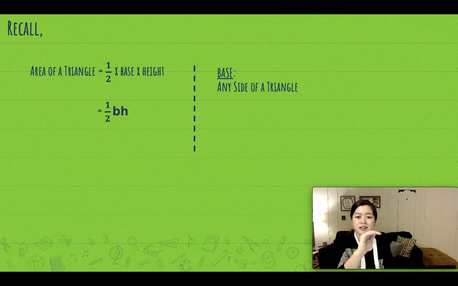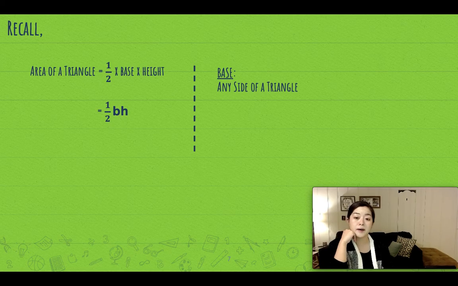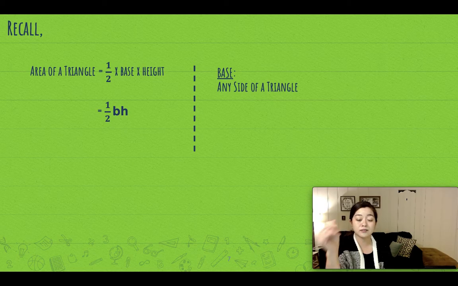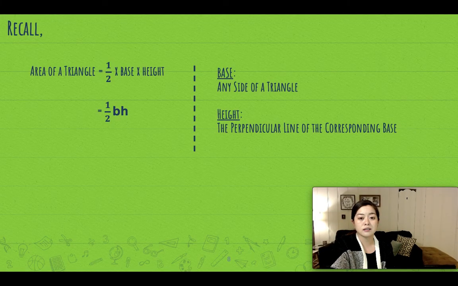Now the base has to be any one side of a triangle, okay? That has to be the base, all right? So the base can sometimes be the height if it's a right triangle, but usually it's not, okay? So it has to be on a side of a triangle. And the height is a perpendicular line of the corresponding base.